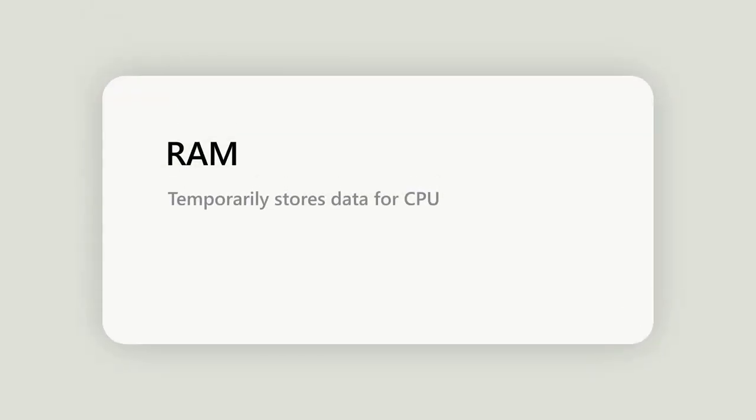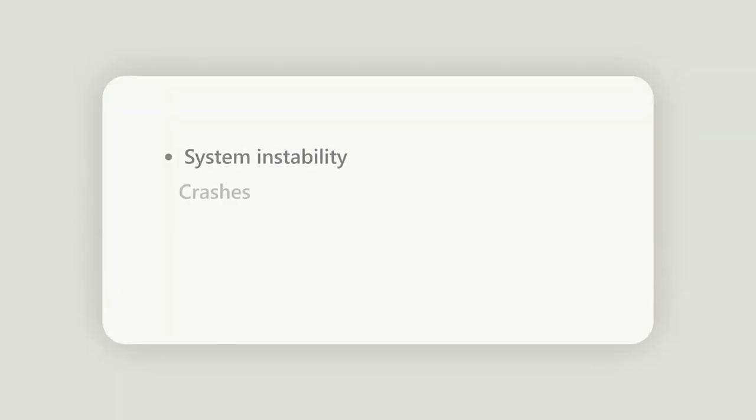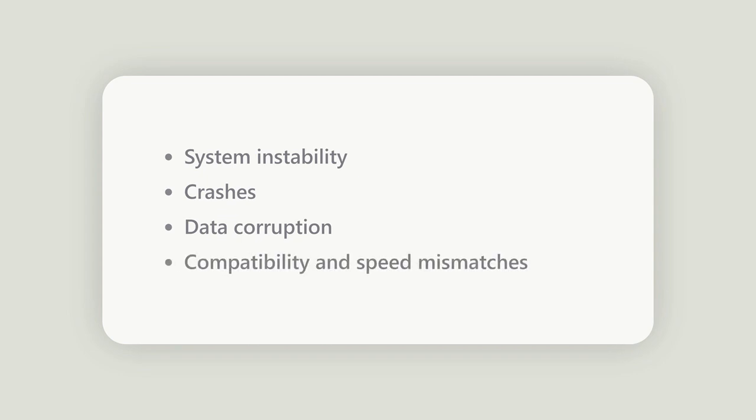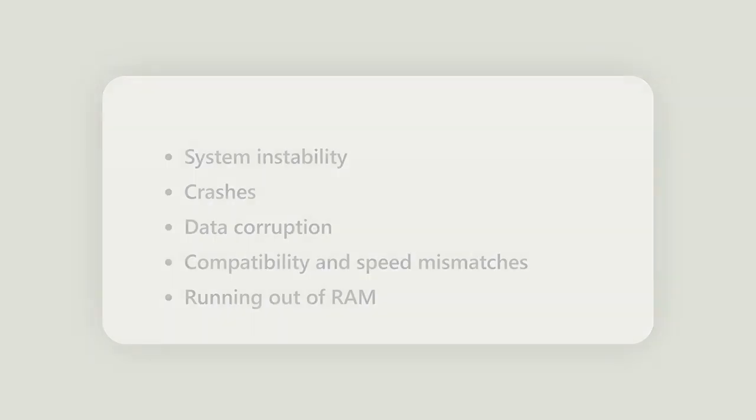Second is random access memory, or RAM. It temporarily stores data for quick access by the CPU, facilitating the smooth operation of applications and the operating system. Faulty RAM can lead to system instability, crashes, and data corruption. Compatibility and speed mismatches between different RAM sticks can also cause issues, as can running out of RAM, which forces the system to rely on slower storage as a substitute.